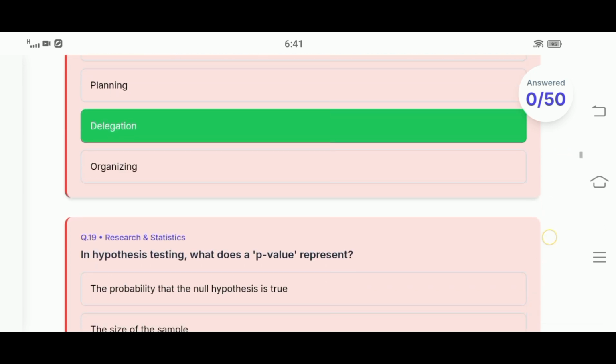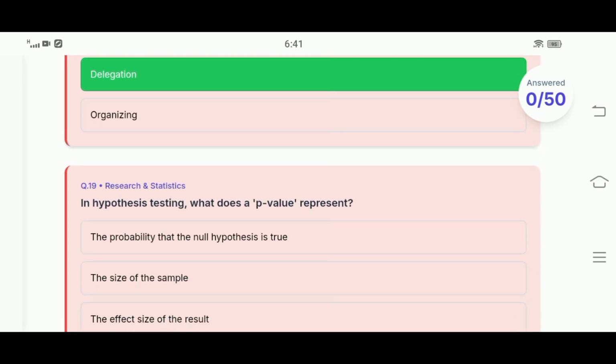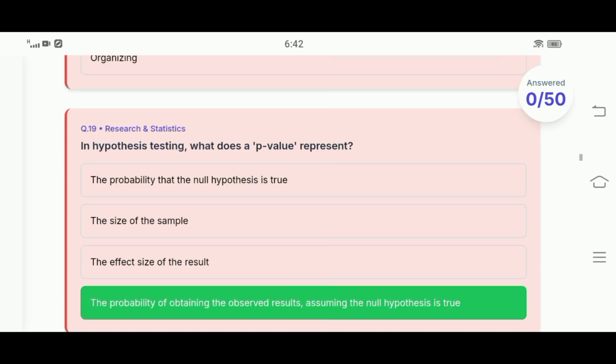Delegation. Next, number 19, research and statistics. In hypothesis testing, what does a p-value represent? Options are A. The probability that the null hypothesis is true, B. The size of the sample, C. The effect size of the result, and D. The probability of obtaining the observed result assuming the null hypothesis is true. So the correct answer is D.